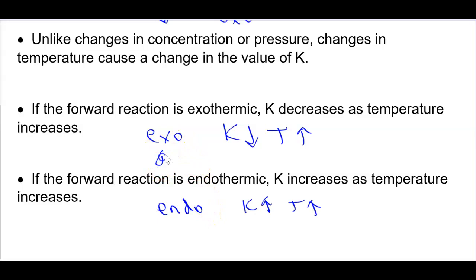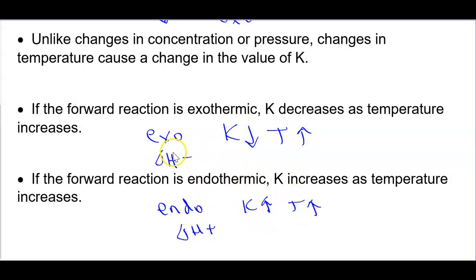Remember that if delta H is negative, it's exo. If delta H is positive, it's endo. Okay, so if it's exothermic, then they're opposite, meaning K and T do the opposite. So if you know your temperature increased and you know it's exothermic, you know K decreased. If you know it's endothermic and you know temperature increased, you know K also increases.